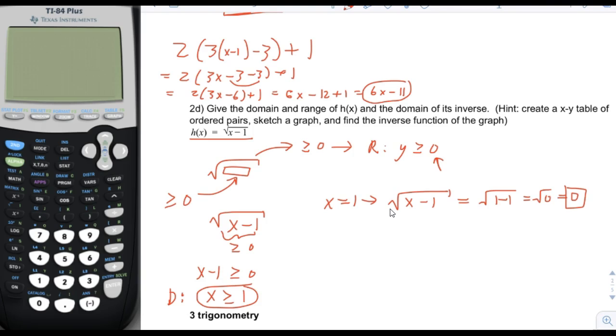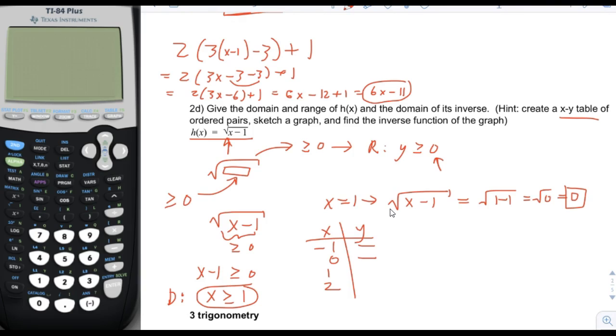The other way you could do it is you could create an XY table. So you're going to say, I'm going to create an XY table. I'm going to put in some numbers in here like -1, 0, 1, 2. See what I get when I put them in. So if I put -1 in there, -1 minus 1 is -2. Take the square root of -2. That's illegal. Then I put 0 in there. 0 minus 1 is -1. Square root of -1 is illegal.